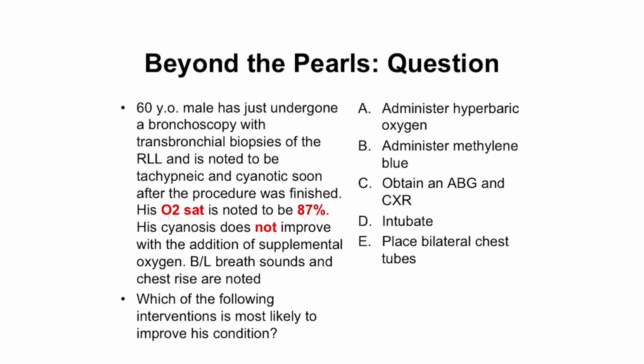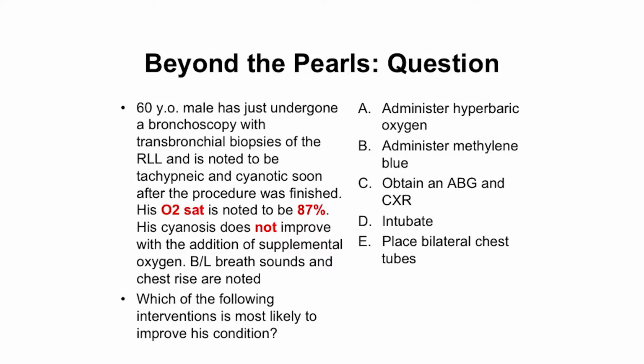You know what? I'm in a generous mood. Let's do one more question because now that we're in a good mood. So how about this 60-year-old male just undergoes a bronchoscopy. One of my favorite things to do in the whole world being a pulmonologist. Taking the scope in there, and you know what I did? I took some biopsies of the RLL. You know what that stands for? Right lower lobe of the lung.